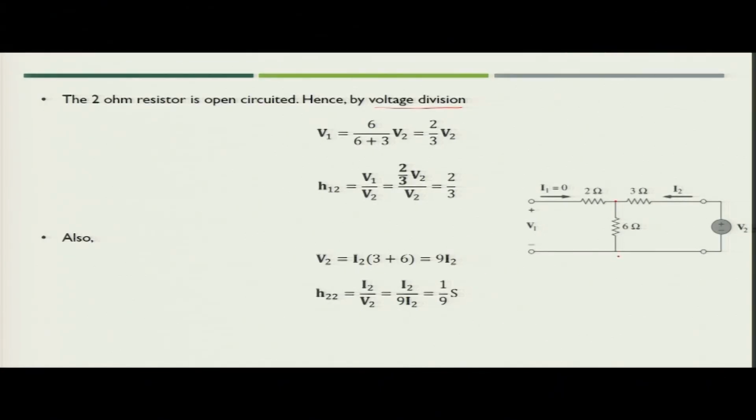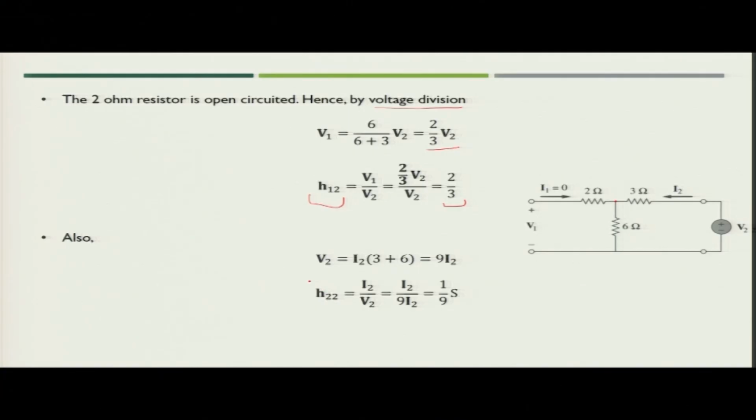at this particular point. You will see that V2 is applied across 3 ohm and 6 ohm. So, the value of voltage, that is V1 across 6 ohm, can be found in terms of V2 with the help of voltage division. So, we can write V1 is nothing but 6 divided by 6 plus 3 into V2. So, we get V1 is equal to 2 by 3 V2. You can say H12 is nothing but V1 upon V2, and when you put the value of V1 in terms of V2, you get H12 as 2 by 3.